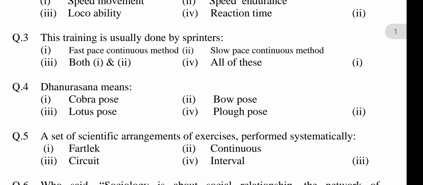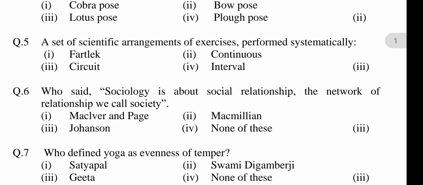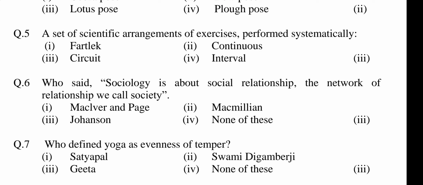Question number 4. Dhanur Asan means option first, cobra pose. Second, bow pose. Third, lotus pose. Fourth, plow pose. Answer is option second, bow pose. Question number 5. A set of scientific arrangements of exercises performed systematically. Option first, fartlek. Second, continuous. Third, circuit. Fourth, interval. Answer is option third, circuit.